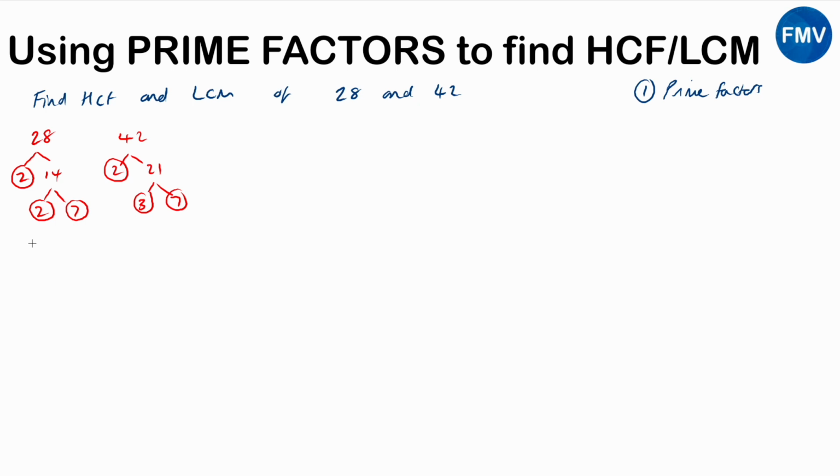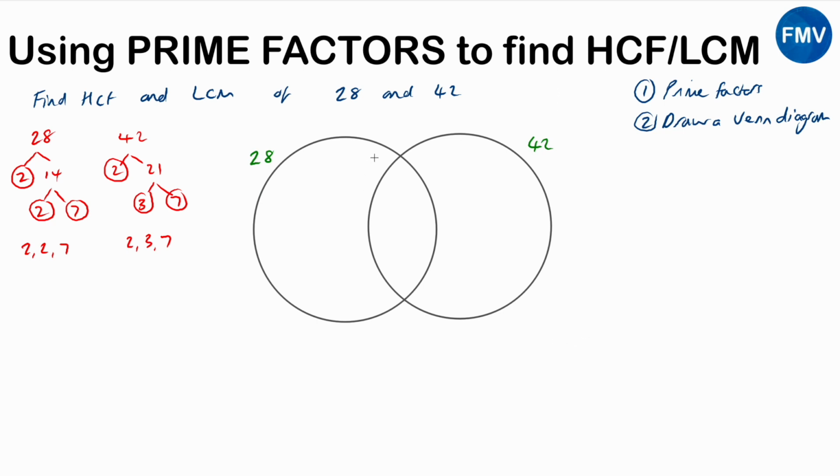Let's just write them down here. Notice I've left them with commas and not multiplication. We're not asked to find the product of primes. We're going to use the prime factors, so I've written them down here. Step 2 is to draw a Venn diagram. So here's my Venn diagram. As you can see, this circle here on the left represents 28. This circle on the right represents 42. So now we put the prime numbers into the Venn diagram.